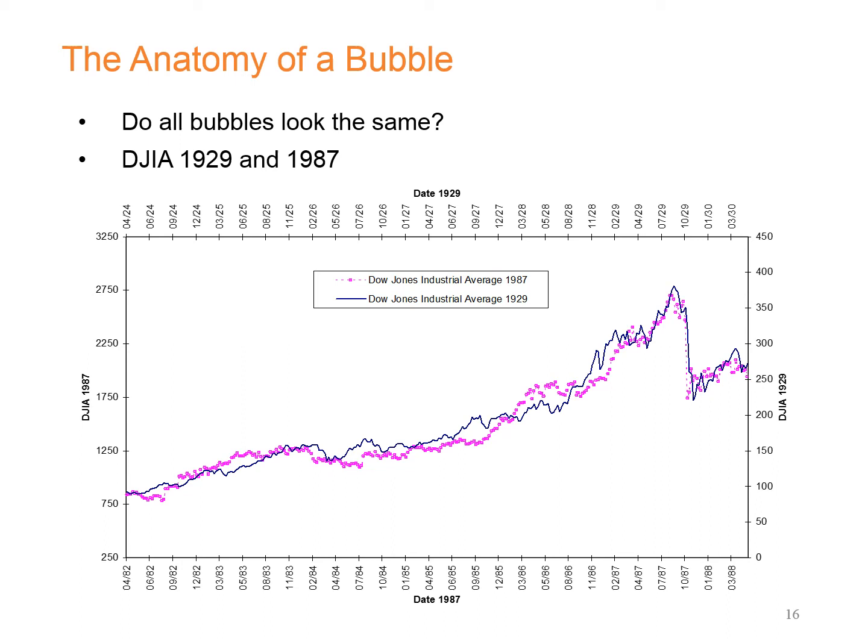Do all bubbles look the same? Let's compare the bubbles in the US for the years 1929 and 1987. The axes on the top are dates in the 1920s, while the axis below represents dates in the 1980s. The value on the vertical axis represents the market index. The purple line is the market performance in 1987, while the blue line is the market performance in 1929. What do you think? Are the patterns of the bubbles similar? Did history repeat itself?